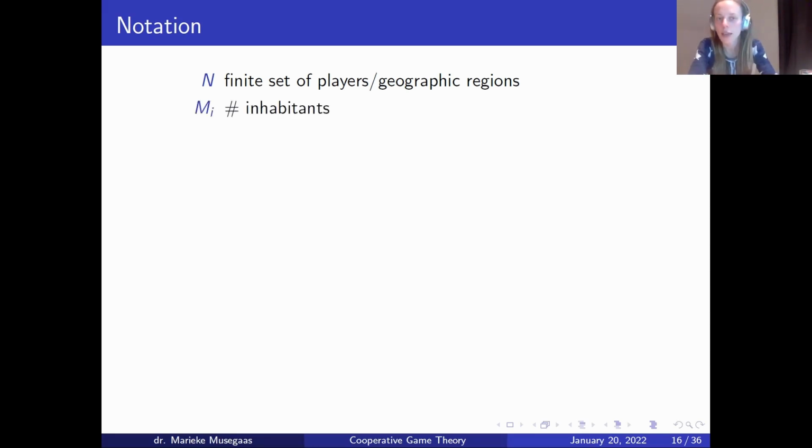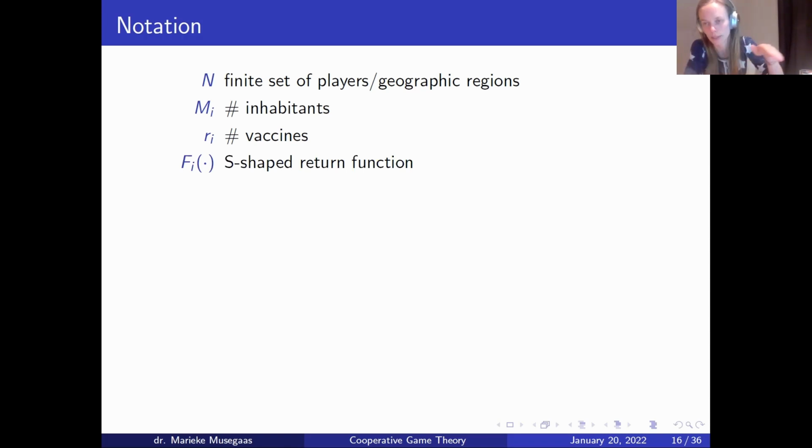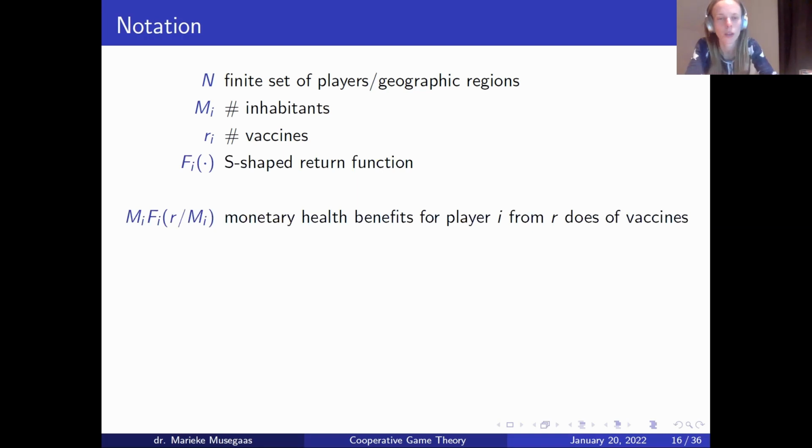And every country, every player has a certain number of inhabitants and a certain number of initial vaccines. That is the initial situation. After that, we're going to redistribute the vaccines. And there is an S-shaped return function. I will come back to that later. So that's this convex concave utility function. So how should you read all of those letters? Well, it works as follows.